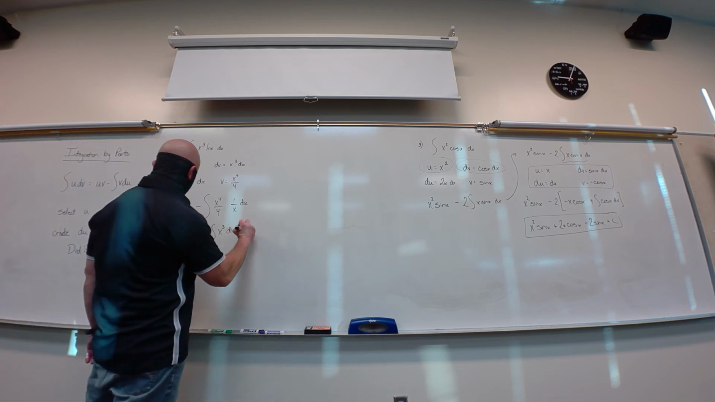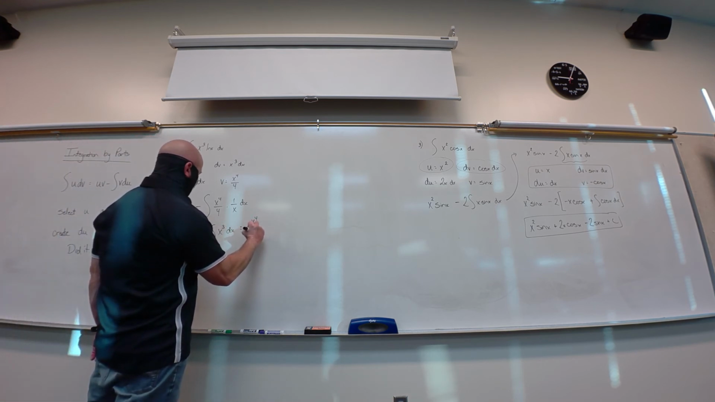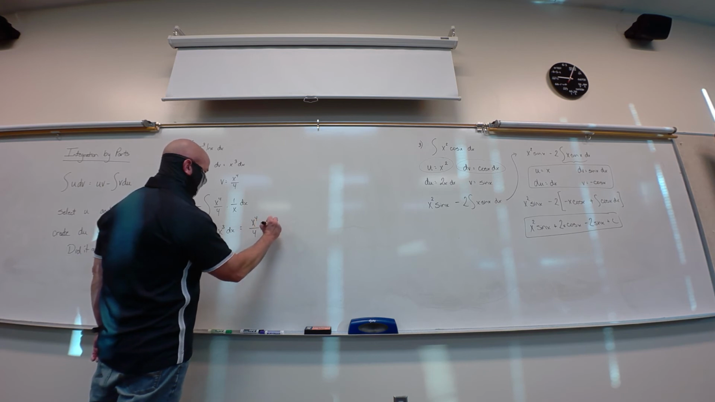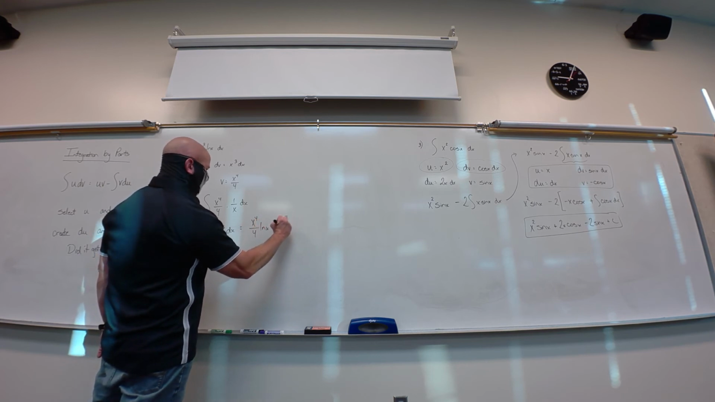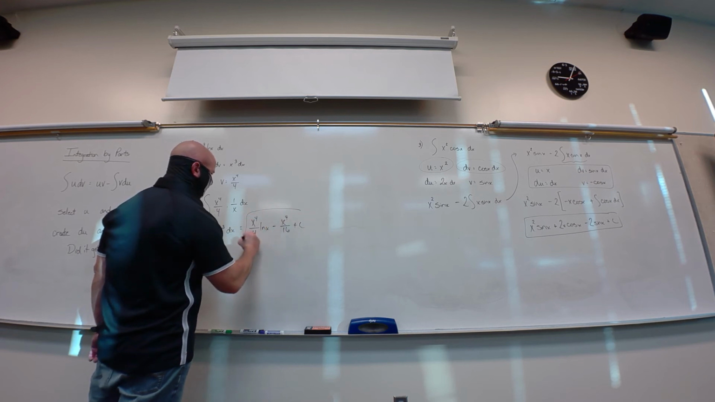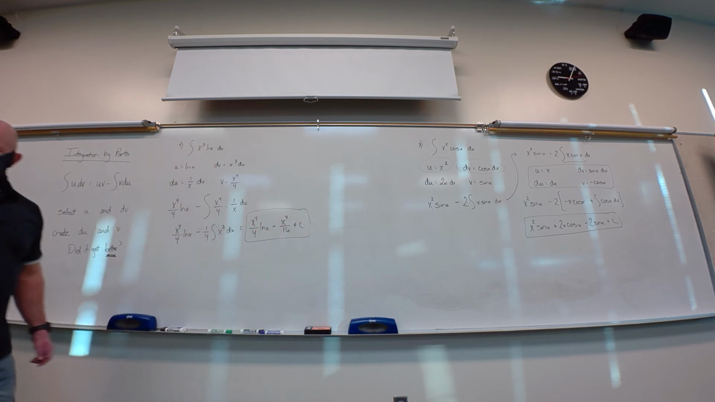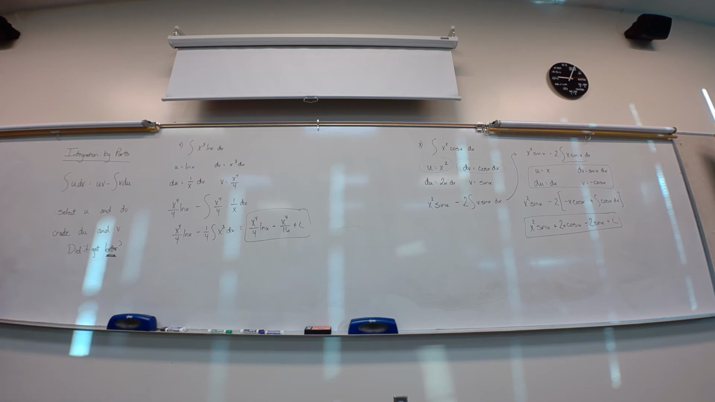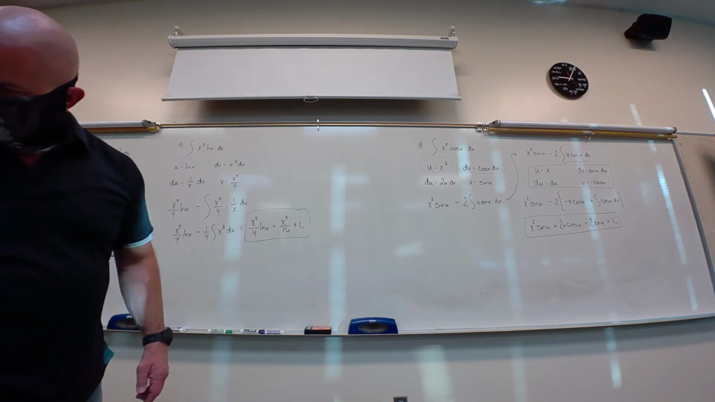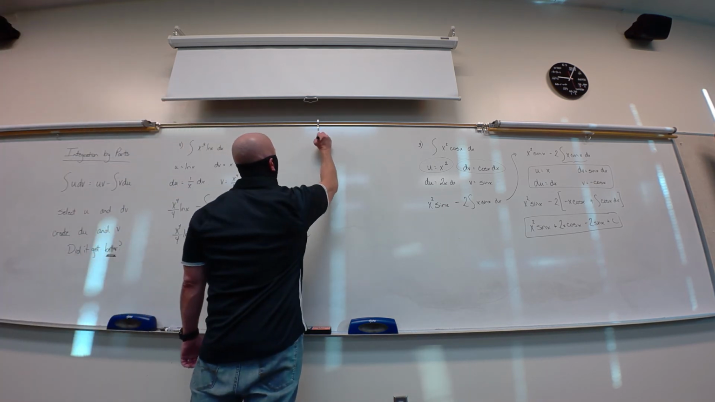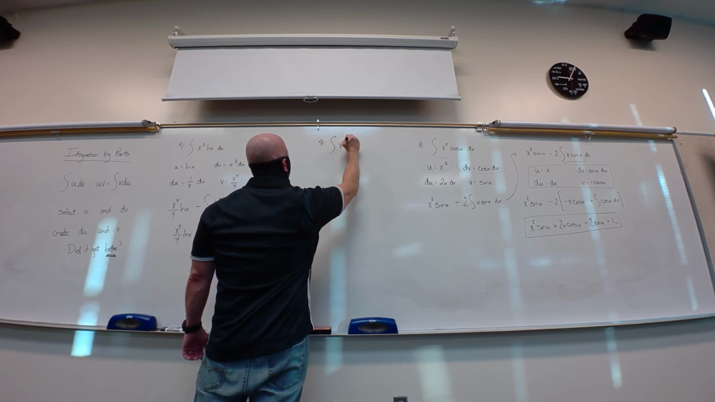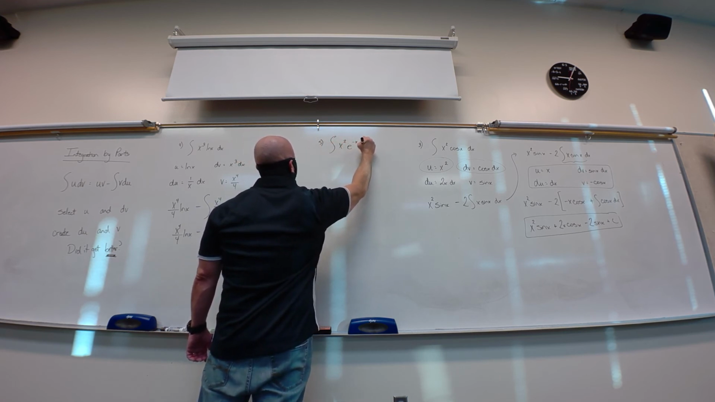So we're going to have x to the 4th over 4 ln x minus x to the 4th over 16 plus c, since I had a 4th out front. Everybody okay there? How about x squared e to the negative x?